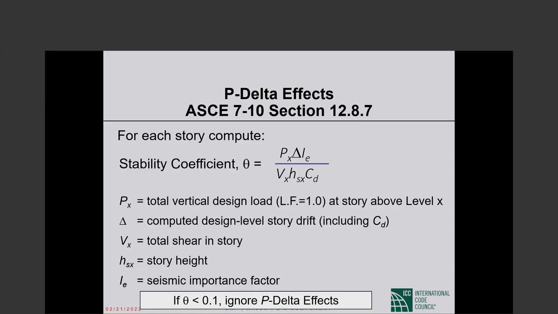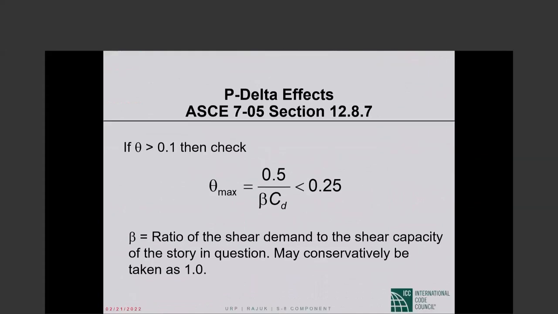These days, P delta effects are taken into account by the computer program that we use for structural analysis. So there isn't a lot of incentive for ignoring the P delta effects, you might as well keep the option on to consider P delta. But if you want to neglect it, this is allowed by ASCE 7 if the stability coefficient is less than 10%.